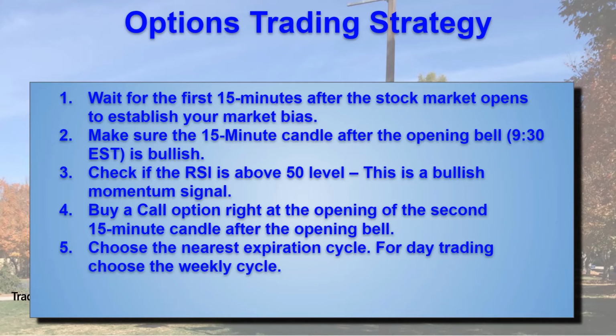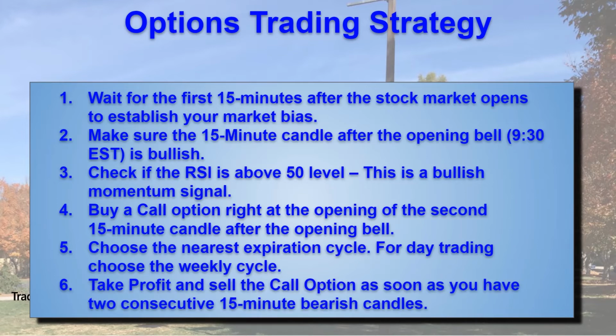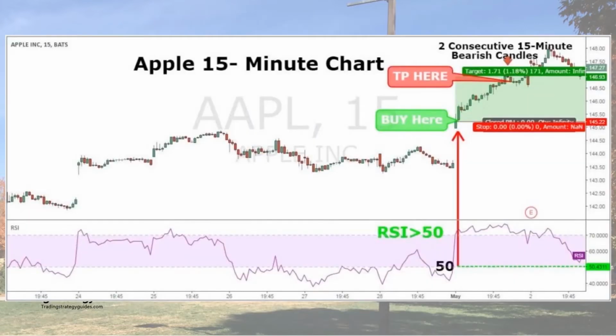And now, the most important step, step number 6, take profit and sell the call option as soon as you have 2 consecutive 15-minute bearish candles. Knowing when to take profit is at least as important as knowing when to enter a trade, probably more so. We want to get out of our position as soon as we see the sellers stepping in. We measure this by counting 2 consecutive bearish candles as a sign of bearish sentiment entering the market. You don't want to exercise your long call option because you don't want to own those share stocks. You just want to make a quick profit.